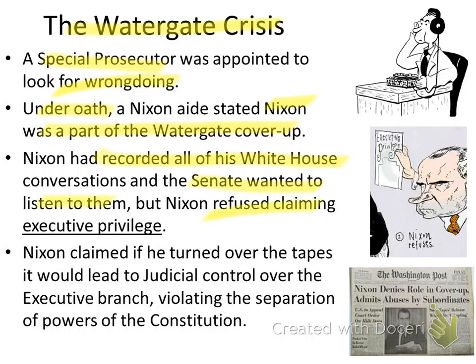The Senate wanted to listen to them, but Nixon refused, claiming executive privilege, that the executive branch is separate from the other two branches, and what we do here is our business. What you do there is your business. Nixon claimed if he turned over the tapes, it would lead to judicial control over the executive branch, again violating the concept of separate but equal powers of the Constitution. And here is a headline of the day and a little bit of a political cartoon.